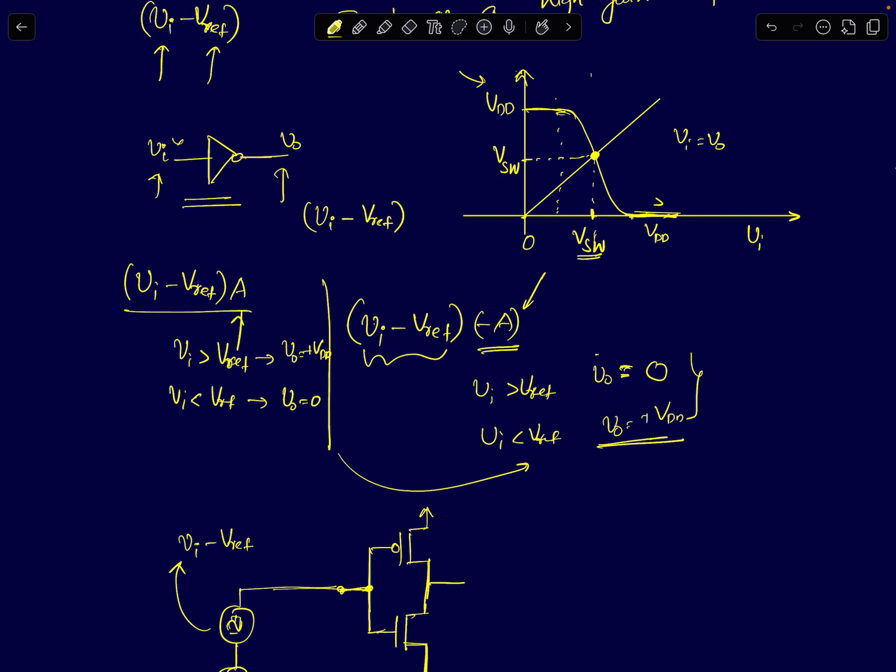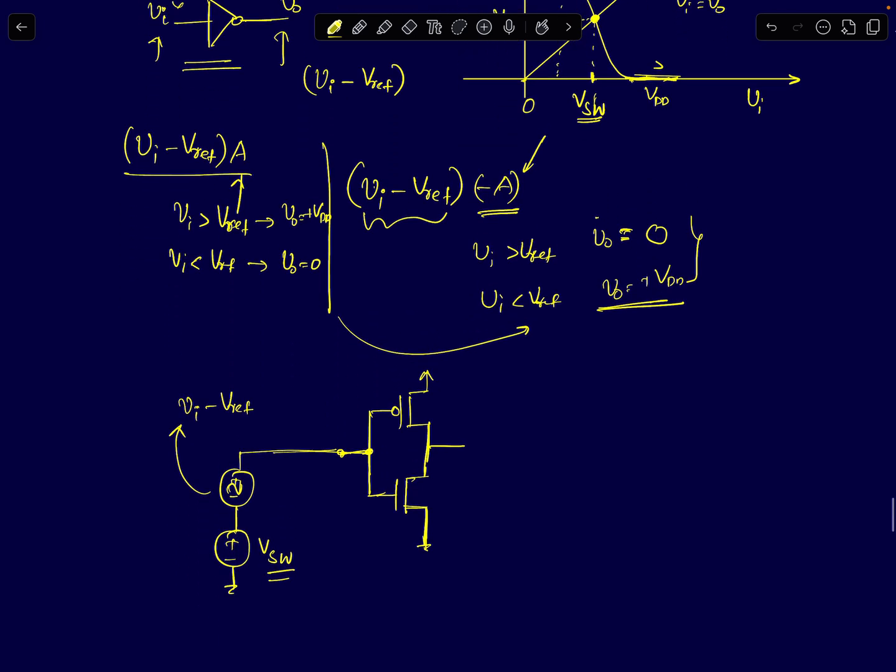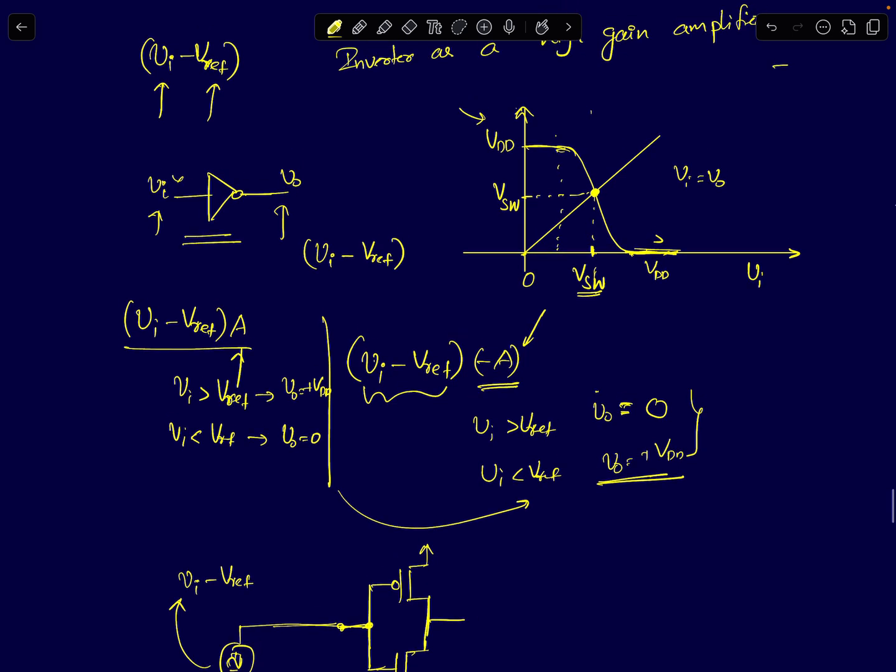Okay, so all I need to do is two things. First, I need to subtract the two voltages, the input voltage and the reference voltage, and then apply it to a high gain amplifier. Now, if I want to use my inverter as a high gain amplifier, first you have to understand in what region I should keep my inverter.